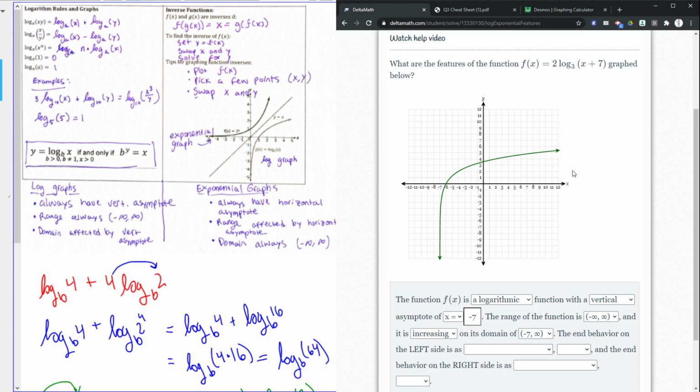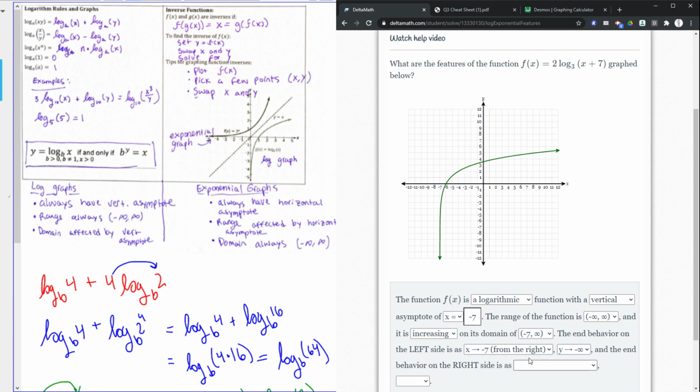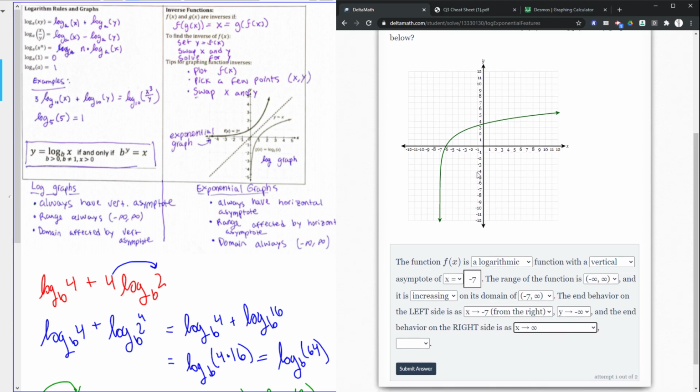Left side end behavior. So as I move in, I'm rolling down the hill, going right to left. I'm not going to cross the x value of -7, and I'm going to go straight down towards negative infinity. On the right side, I'm going to slowly go up as I move to the right forever. So x is going to infinity. I'm going to the right forever, and I'm slowly moving up. So y is approaching positive infinity.